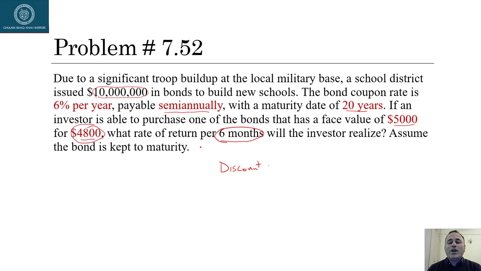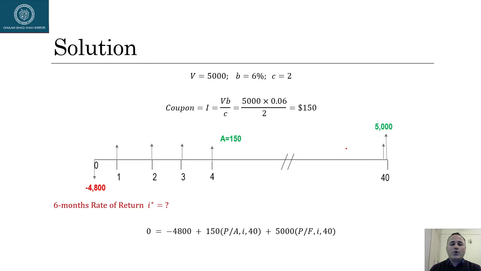Okay, so what is the rate of return for this investor? Let's do that. Straightforward question. So my face value is $5,000. My coupon rate is 6%, and it is compounded. Sorry, the coupon is paid twice in a year, so that's why C is equal to 2. Okay, so by using the formula, my coupon is 150, and it is straightforward again.